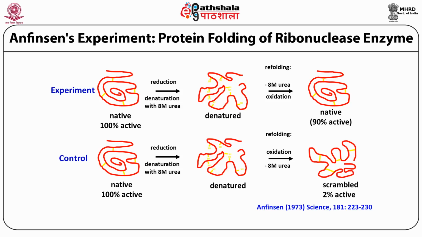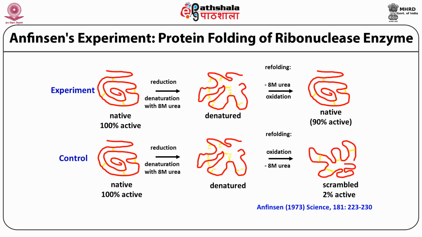In the control experiment, the same experimental conditions were applied up to the denatured state. After the denatured state, for the refolding, oxidation was done first, followed by removal of 8 molar urea by dialysis. What do we find now? We now find that almost all the molecules are in a scrambled state and just 2% of it is active. What is it that has happened?